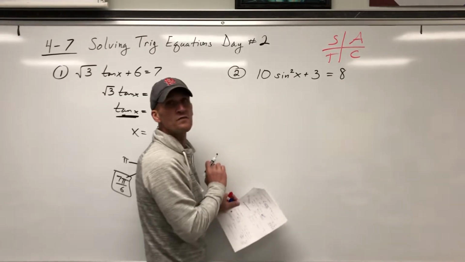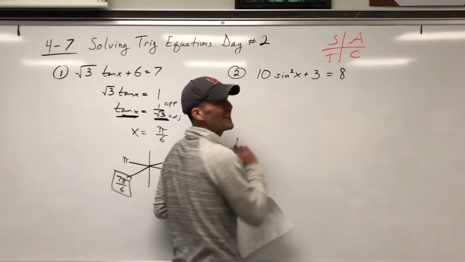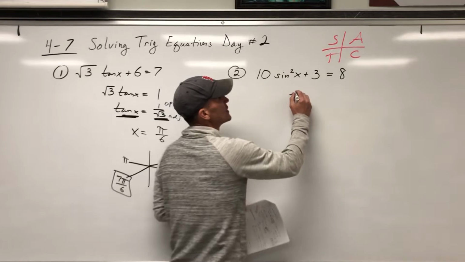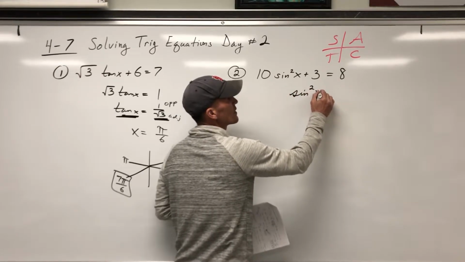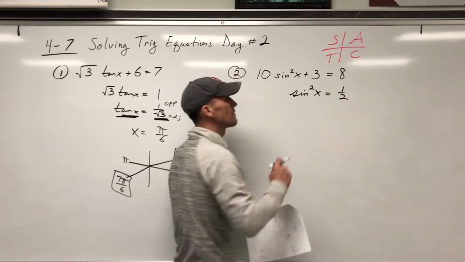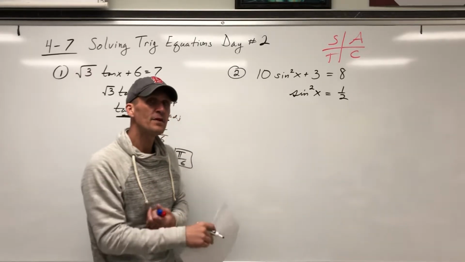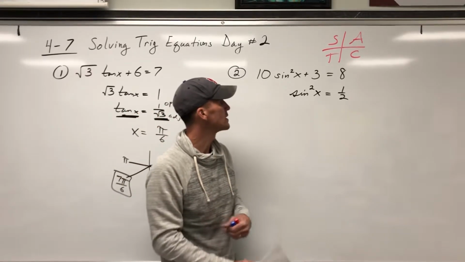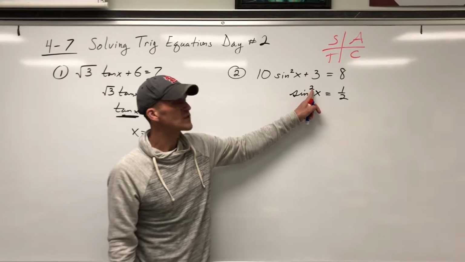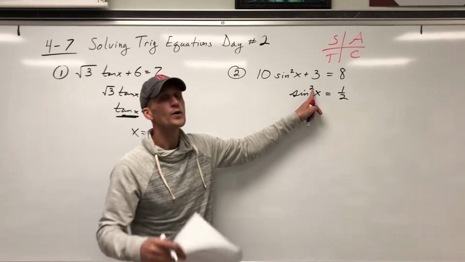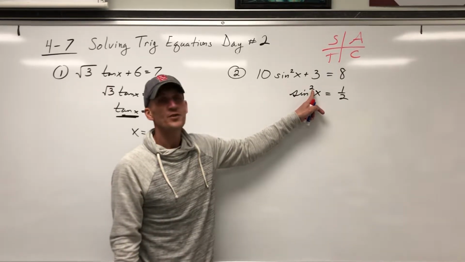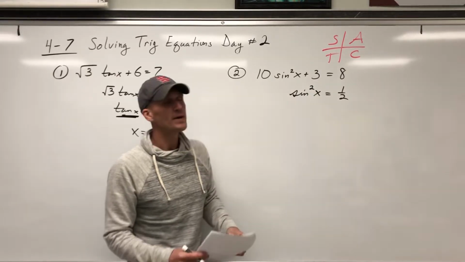Minus 3 will give you 5. Divide by 10 will give you 1/2. So I have sine squared of x equals 1/2. Now, think about the next step before I do it. You can press pause. How are you going to get rid of the squared? Well, you're going to square root, but you can't forget your plus or minus.